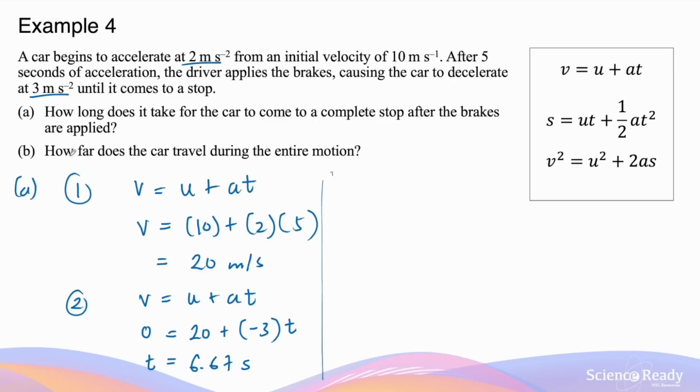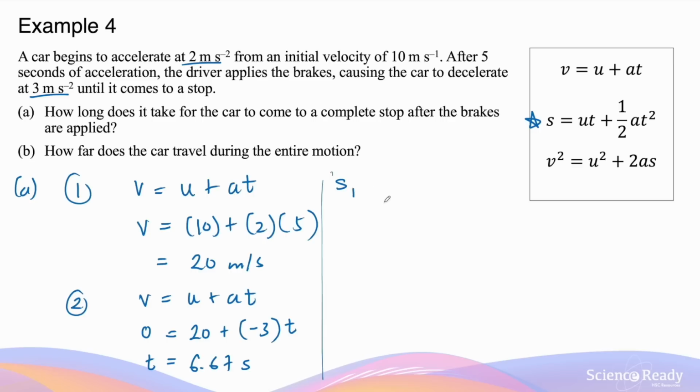Part B, how far does the car travel during the entire motion? To analyze the distance traveled by the car, we need to work out the distances in each part of the motion, interval 1 and interval 2. The reason why we have to do this is because the acceleration of the car is different in each interval. To work out the displacement, we can use the second kinematic equation.